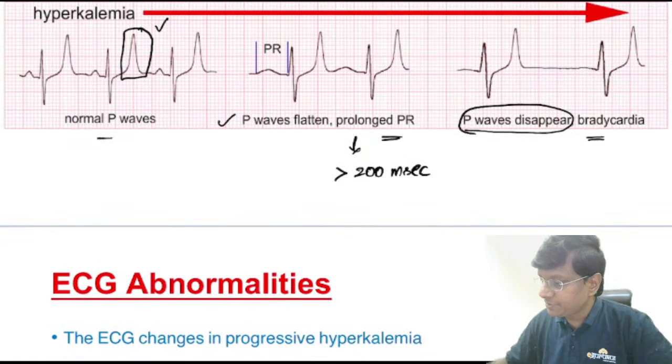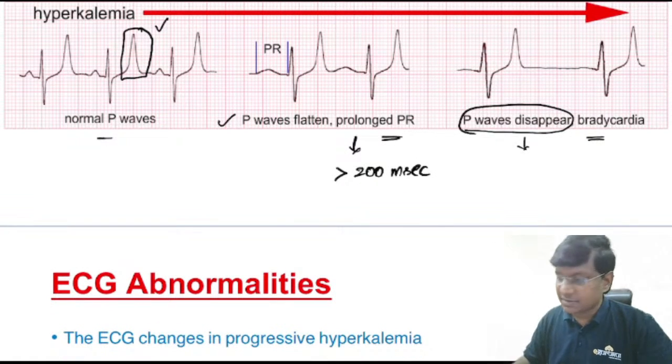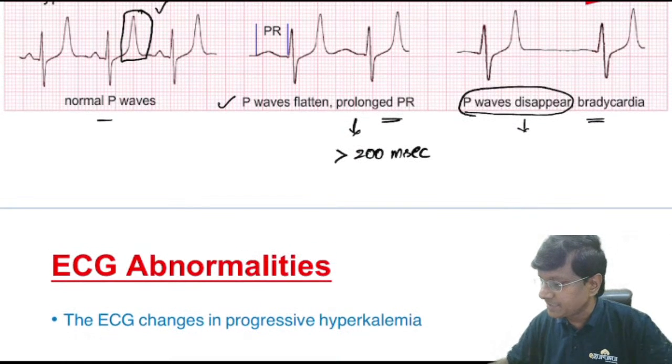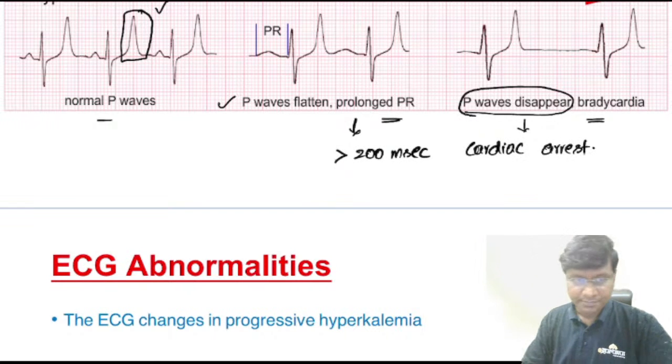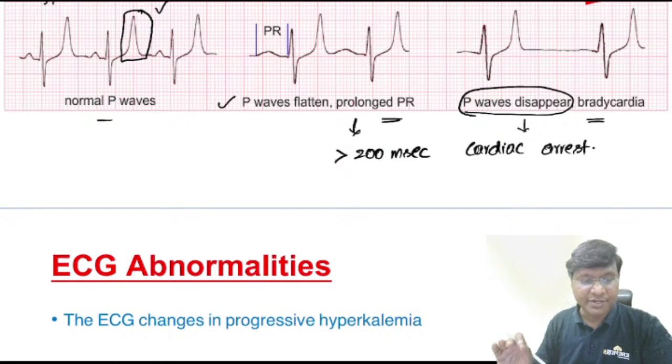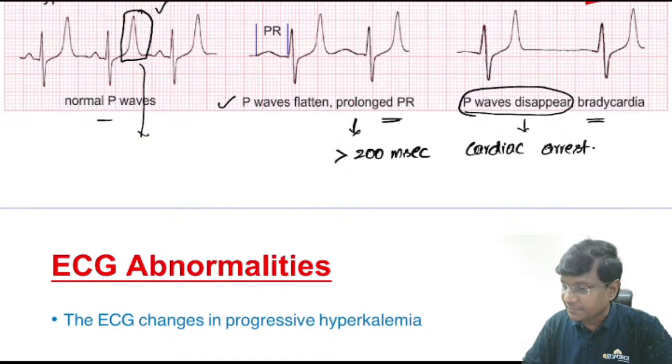As the hyperkalemia still progresses, the individual will have development of cardiac arrest. Okay, so these will be the ECG changes in patients with hyperkalemia. Initially tall tented T wave. So when you are using the word tall tented T wave, what should be the amplitude of the T wave? Amplitude of the T wave should be more than 10 mm.